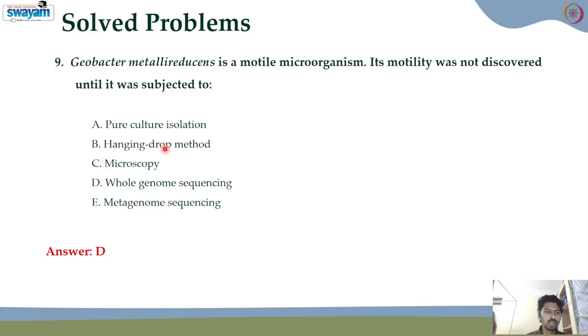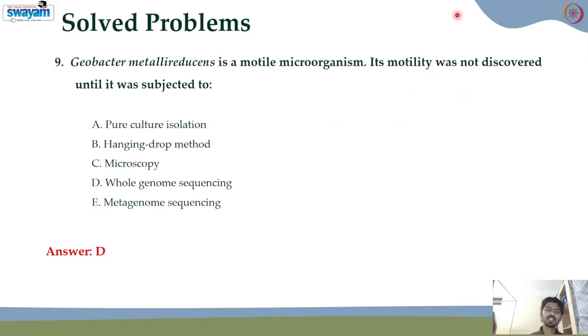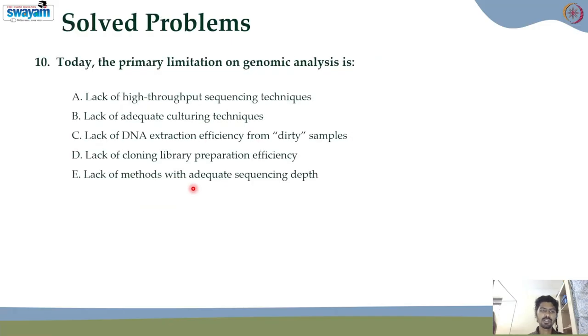So option C is also wrong, whereas if we see option E, metagenome, it collects the DNA from the community and tells us the information about the genetic diversity, not the phylogenetic characteristics of the individual organism. So whole genome sequencing helps us to find the presence of these flagella genes. This led to the identification of motility later. That is why, when subjecting it to whole genome sequencing, they identified it as a motile organism.